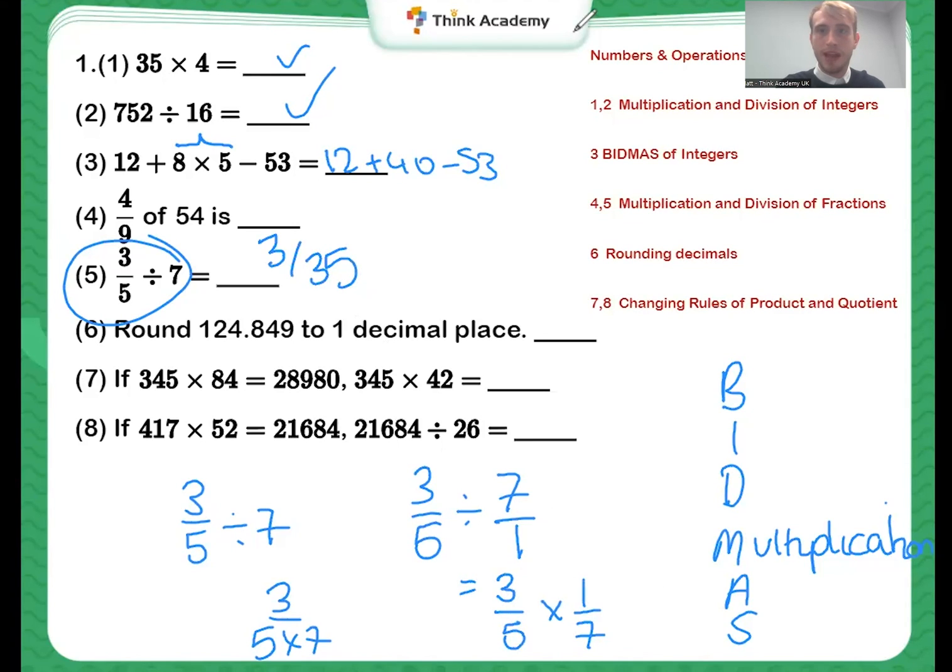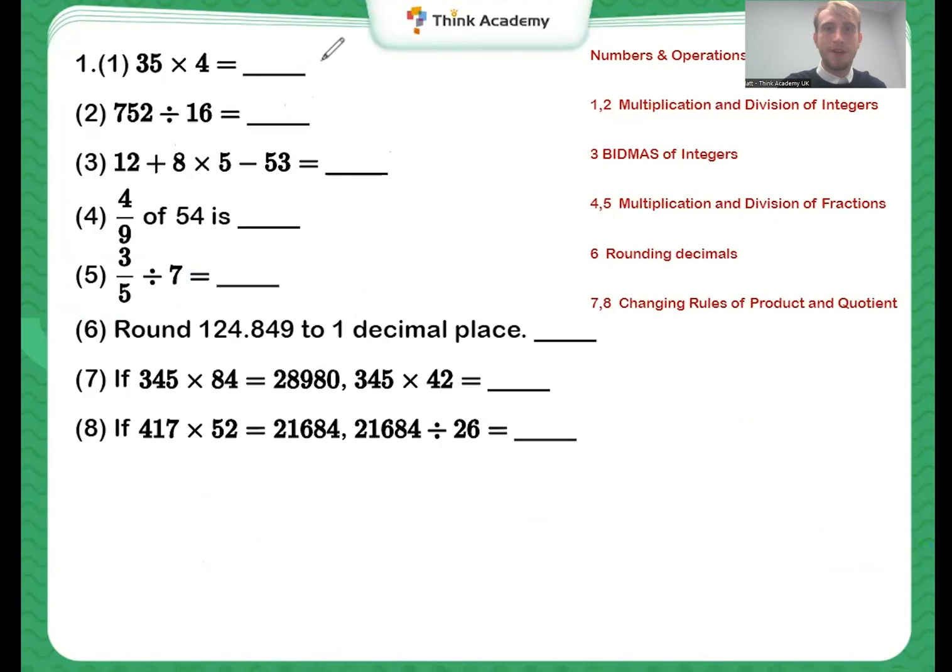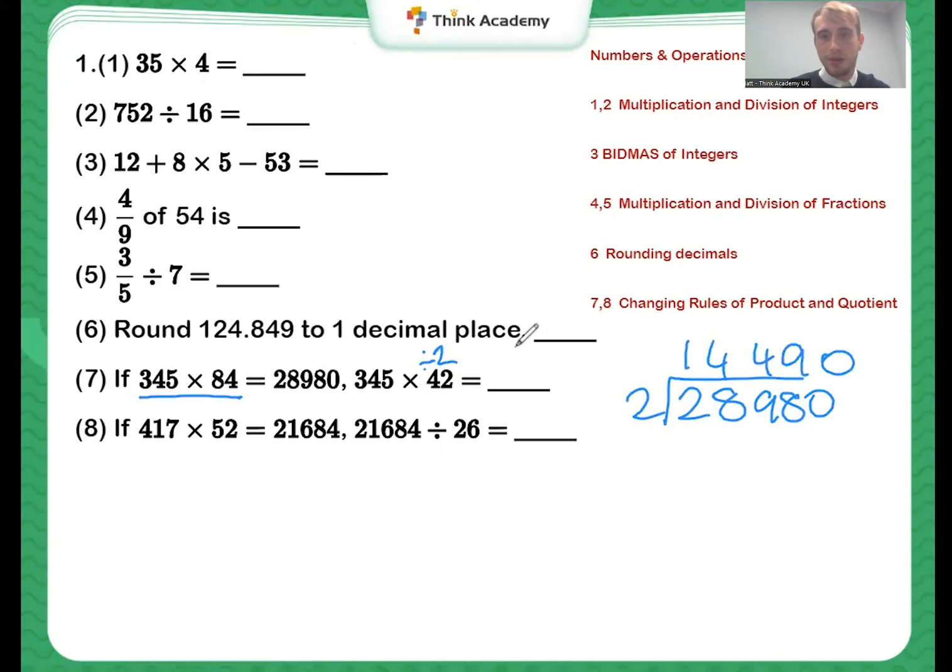Maybe the last one I'll go through with everybody is number 8 and number 7. These are super common ones which come up in 11 plus, and it's using the first thing they tell you to find out the second one. So 45 times 84. We know what 84 groups of 345 are, and this one wants to find 42 groups. That means you've divided by 2, so your answer is going to be divided by 2. So you need to find out what 28,980 divided by 2 gives you. And it's 14,490.